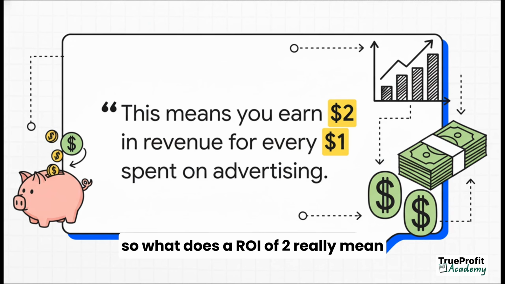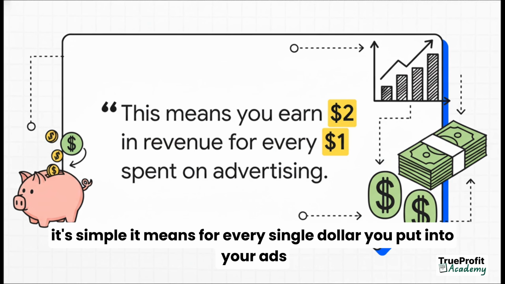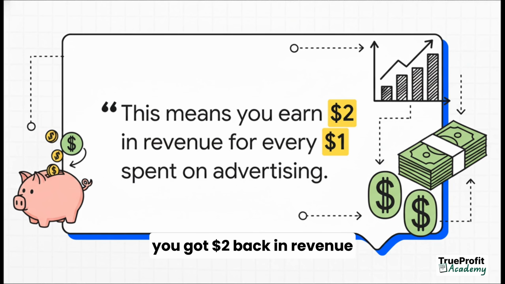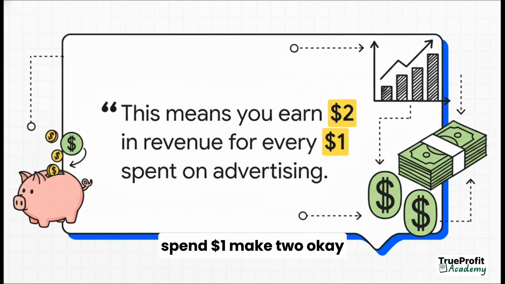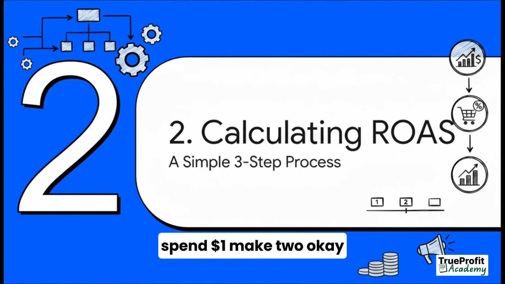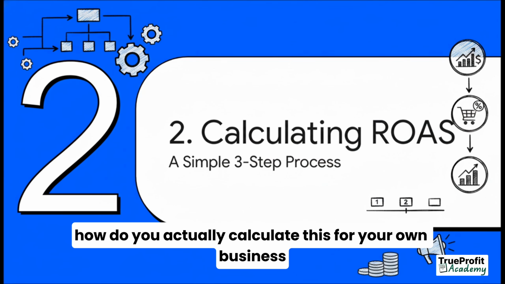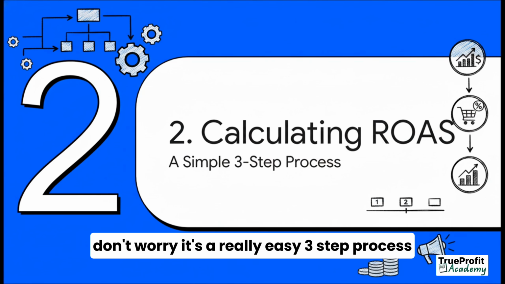So what does a ROAS of 2 really mean? It's simple. It means for every single dollar you put into your ads, you got $2 back in revenue. It's a direct one-to-one measure of your return. Spend $1, make 2. Okay, so now that we know what it is, let's get our hands dirty. How do you actually calculate this for your own business? Don't worry, it's a really easy 3-step process.